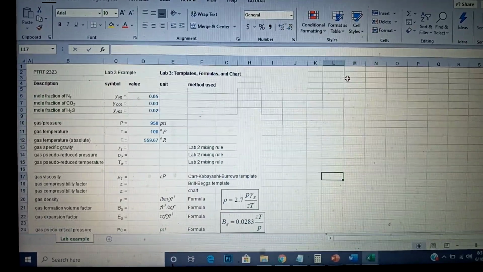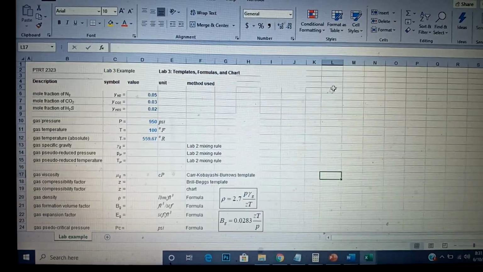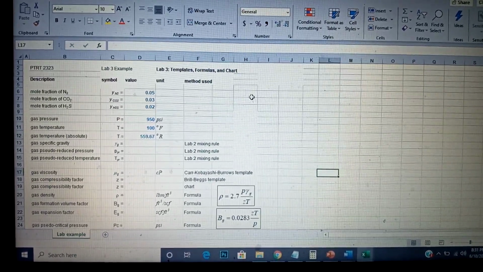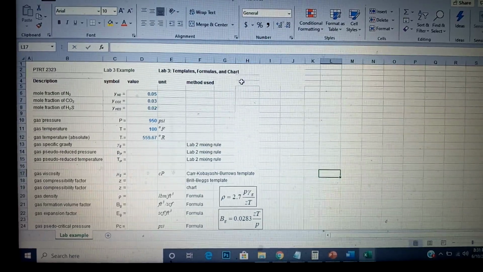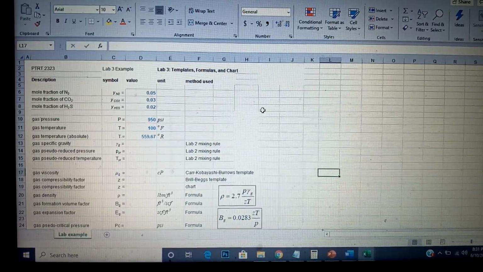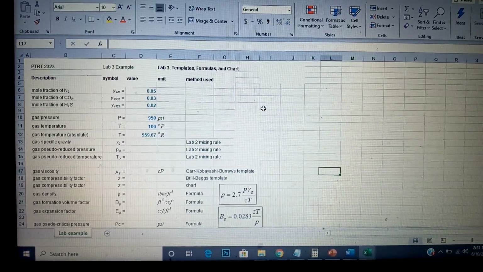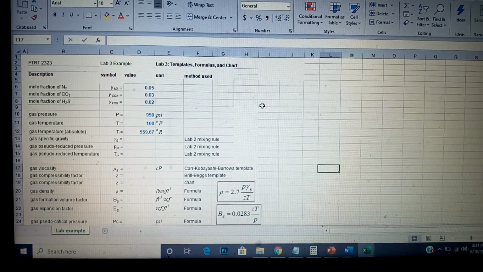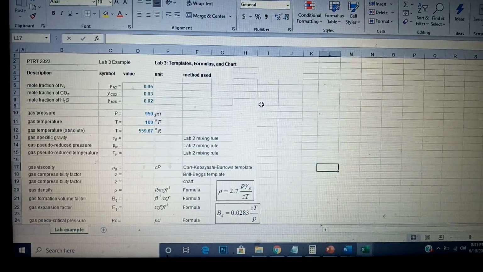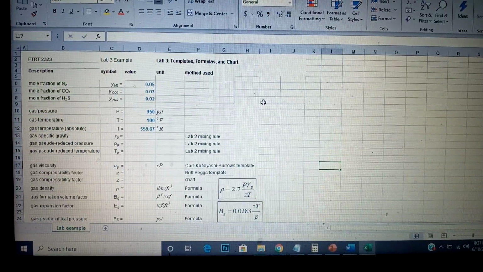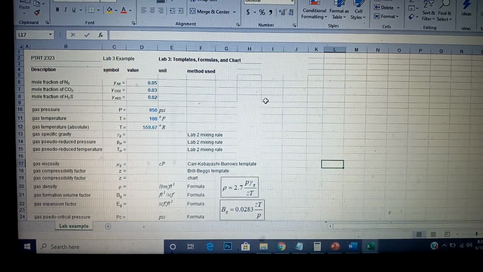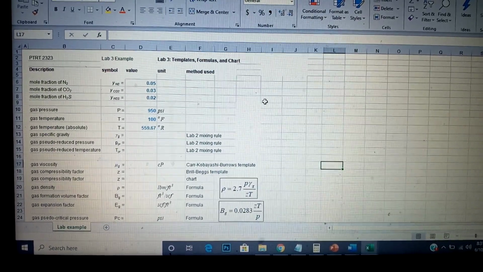This is a demonstration for lab number 3. Actually, it's a continuation of lab number 2, where you use the mixing rule to find 3 properties: the specific gravity, the reduced pressure, and the reduced temperature. In this exercise, you are going to calculate other properties using templates and formulas.